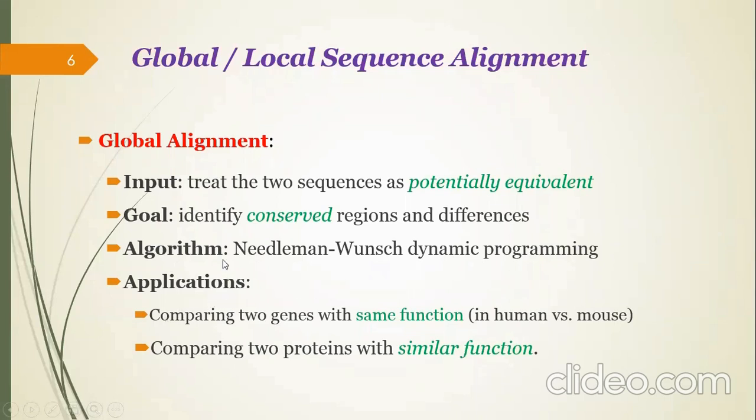And applications, what are the applications of global alignment? Comparing two genes with the same function, like in human and in mouse, the same gene, the alpha hemoglobin, for example, in human and in mouse. So if we compare the same function of a gene, we are going to go for global alignment. And comparing two proteins with a similar function, so we will go for global alignment.